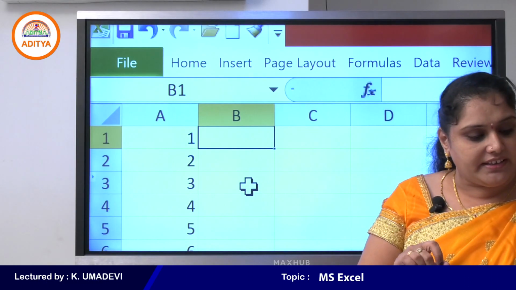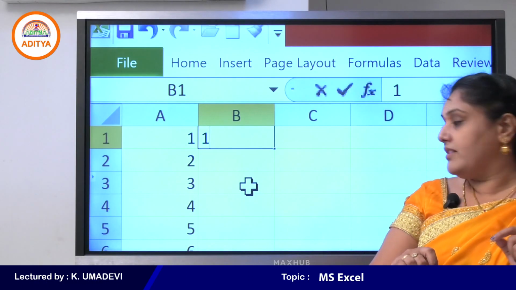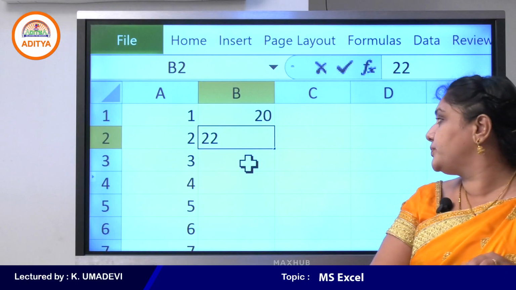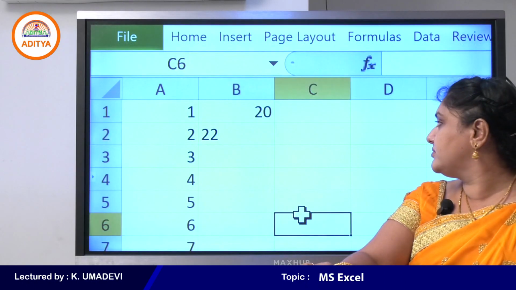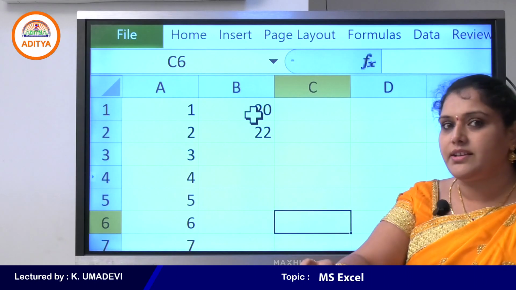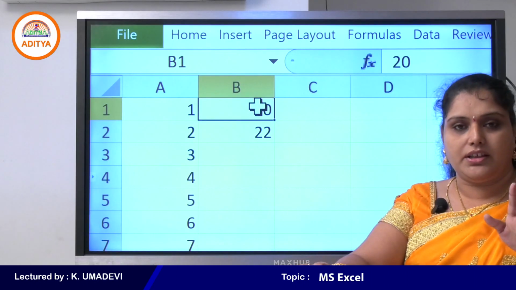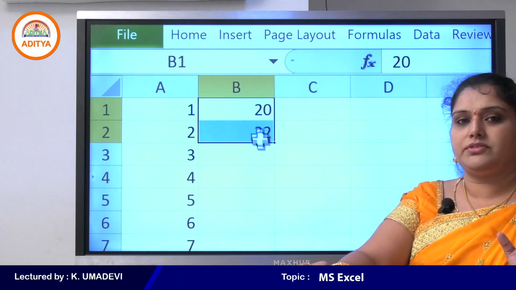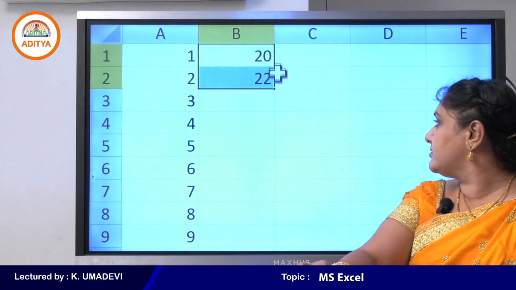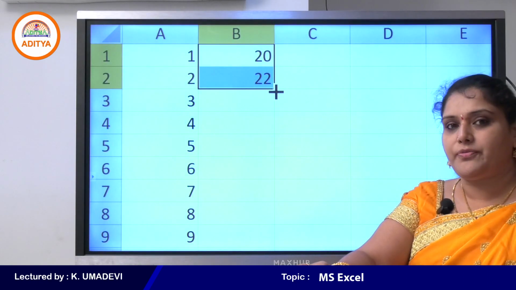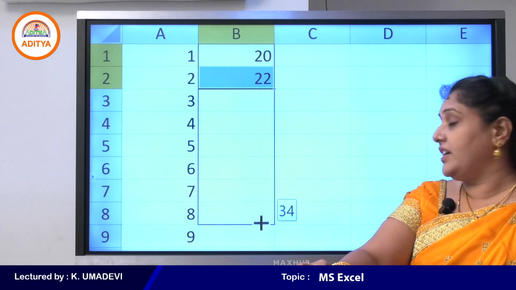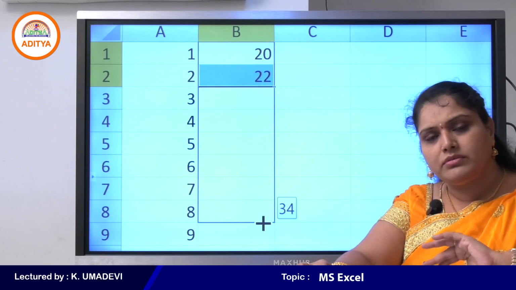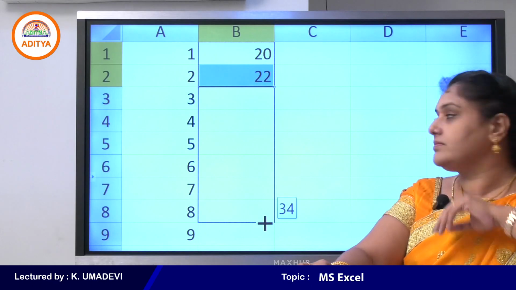Just observe, here I will enter 20, and in the next cell I will enter 22. Okay, so now how to select the cells? First click on the first cell and drag it to the next cell. This is the selection part. Use the fill handle, and we can use the fill handle to copy and paste the data in any direction, that is drag down, up, left or right. Okay.